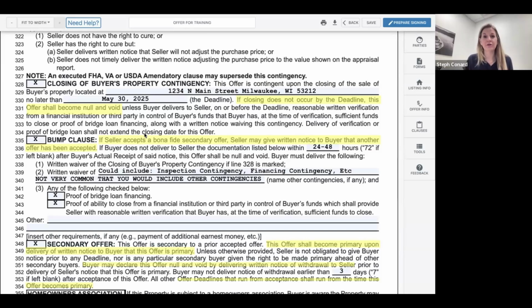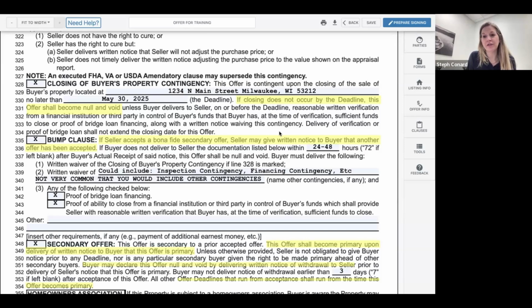So let's say we're coming up on this May 30th deadline. There is no closing in sight for the 1234 North Main Street. Maybe they don't have an accepted offer yet. Maybe they had an accepted offer and it's shaky, or it has fallen apart. If that buyer delivers to the seller evidence of this bridge loan, maybe a proof of funds letter in some form, then we can keep this deal alive.